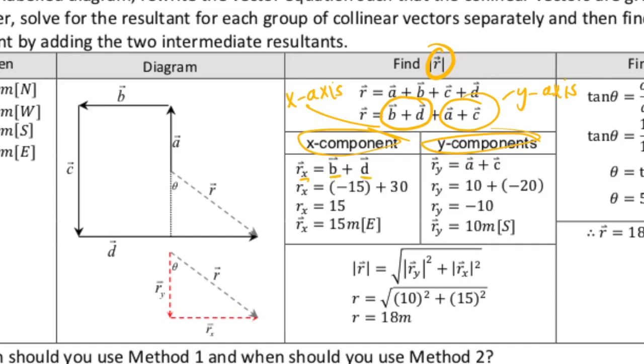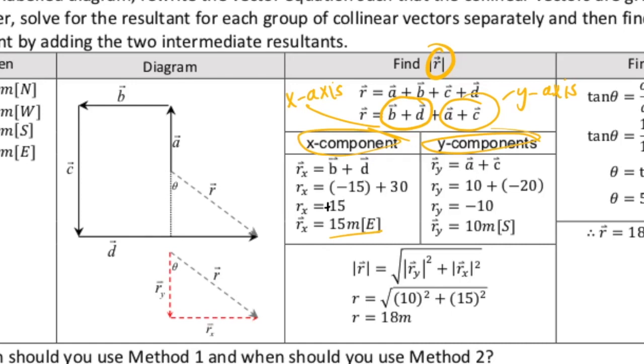The advantage of doing it this way is that we can use pluses and minuses, positives and negatives, to represent direction. So vector B was 15 meters to the west, therefore negative, whereas vector D was 30 meters to the east, therefore positive. As a result, Rx is equal to positive 15, or 15 meters to the east. And if anyone notices, I forgot to put in my plus sign there. 15 meters to the east.